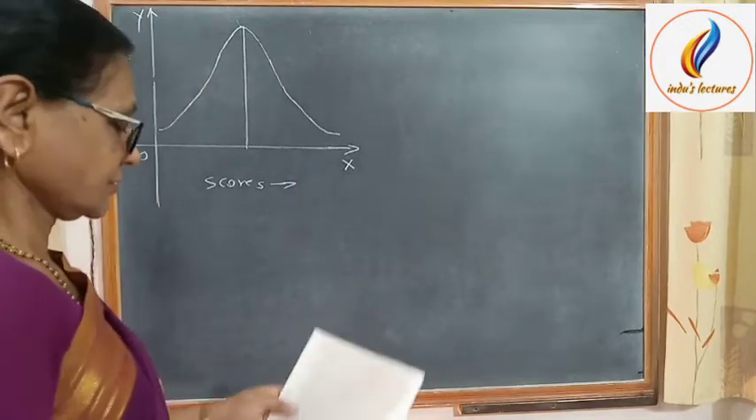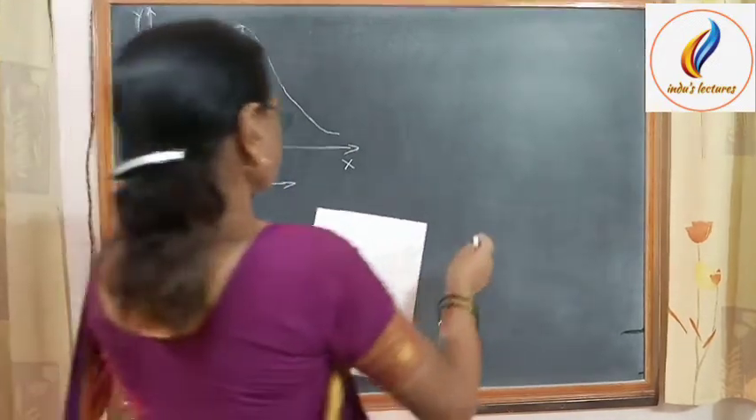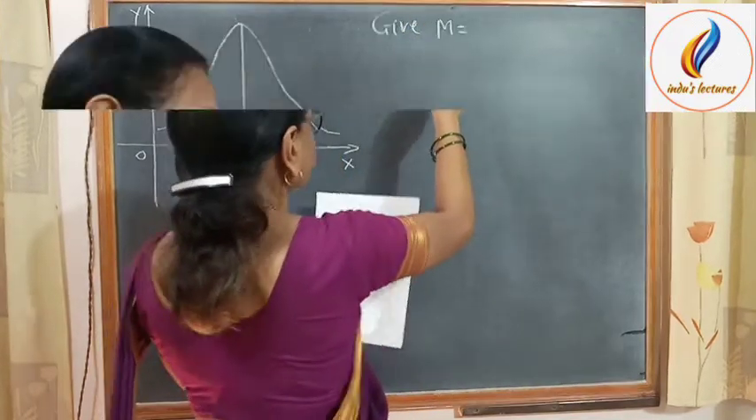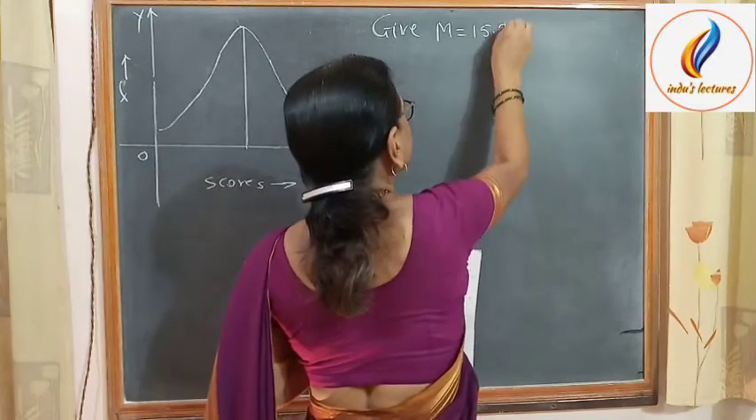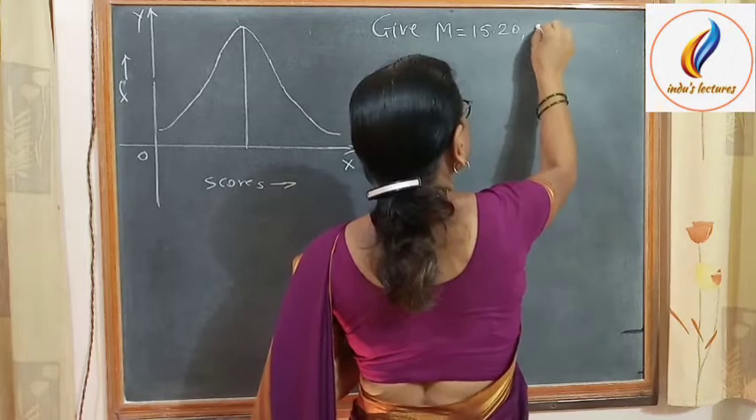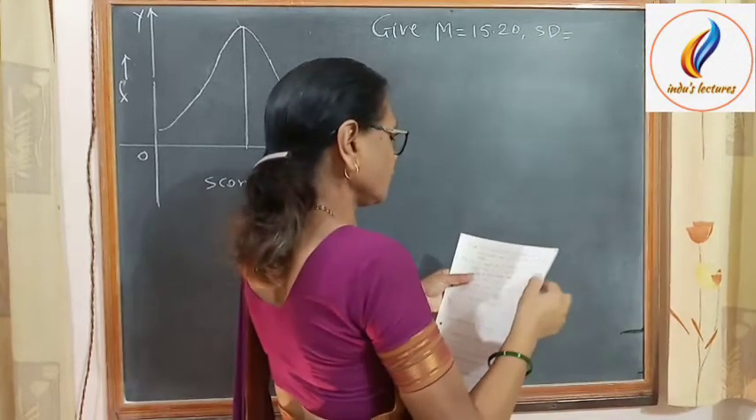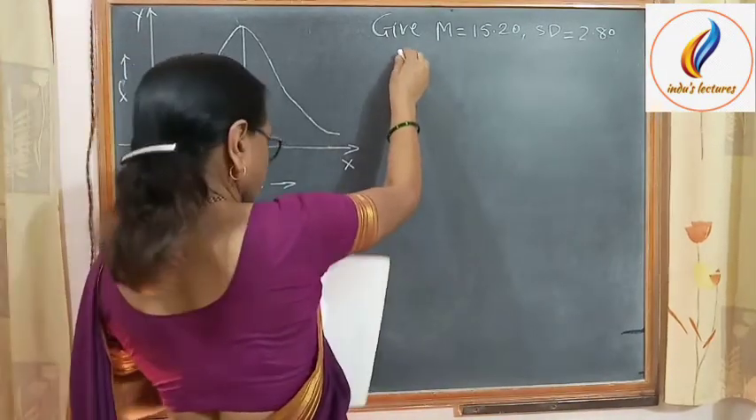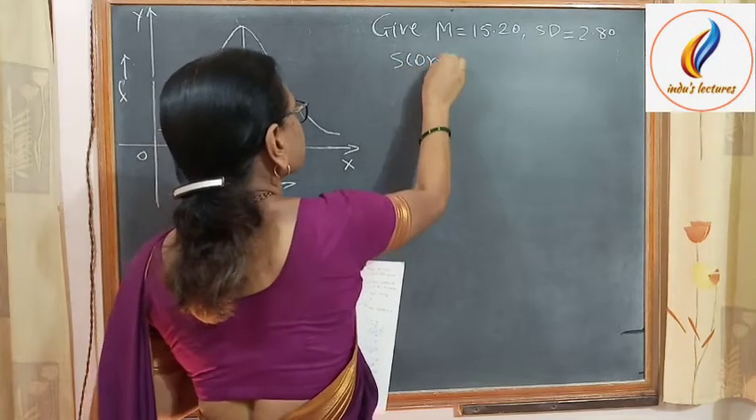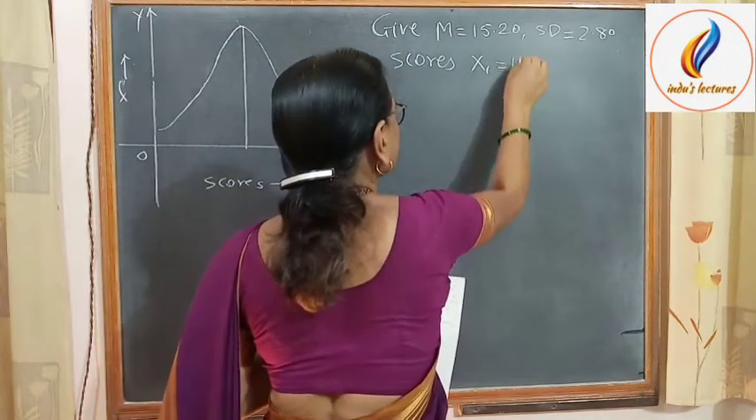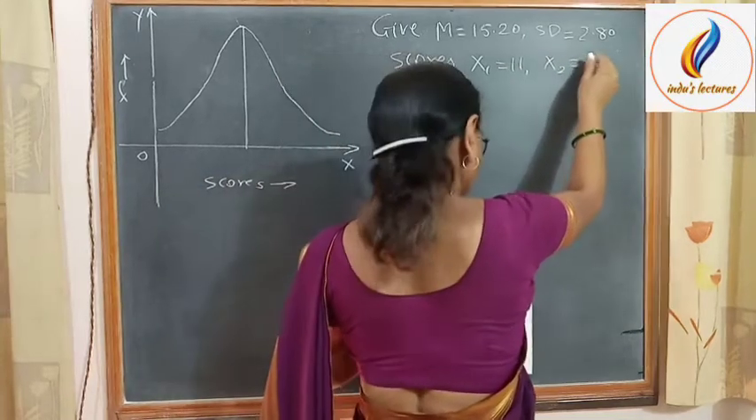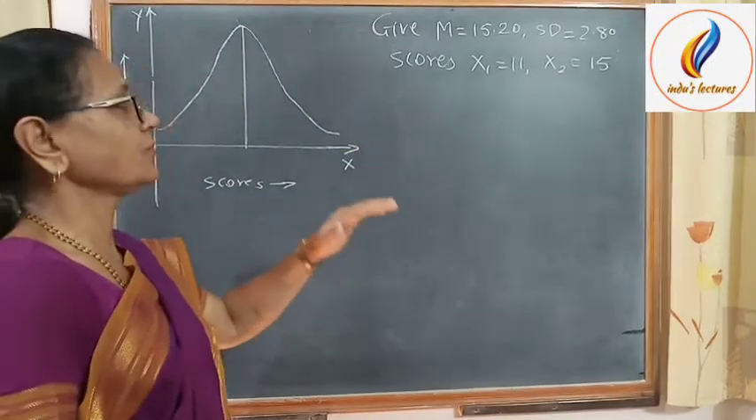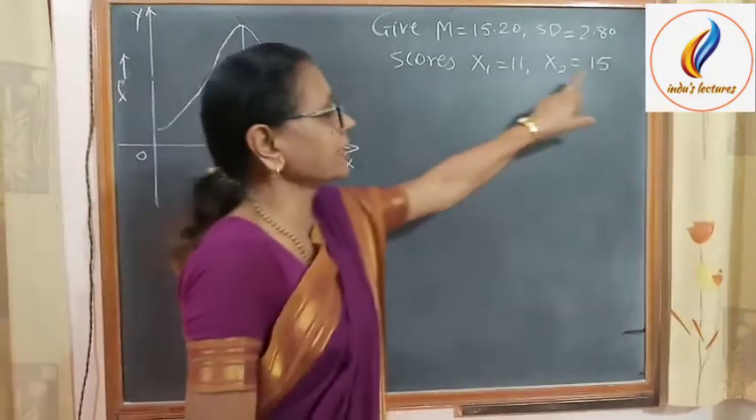Now for this we write the given data. Given that the mean of the distribution is 15.20, the standard deviation is 2.80, and the score limits are x1 equal to 11 and x2 equal to 15. Now we have to find the percentage of cases between the limits 11 and 15.